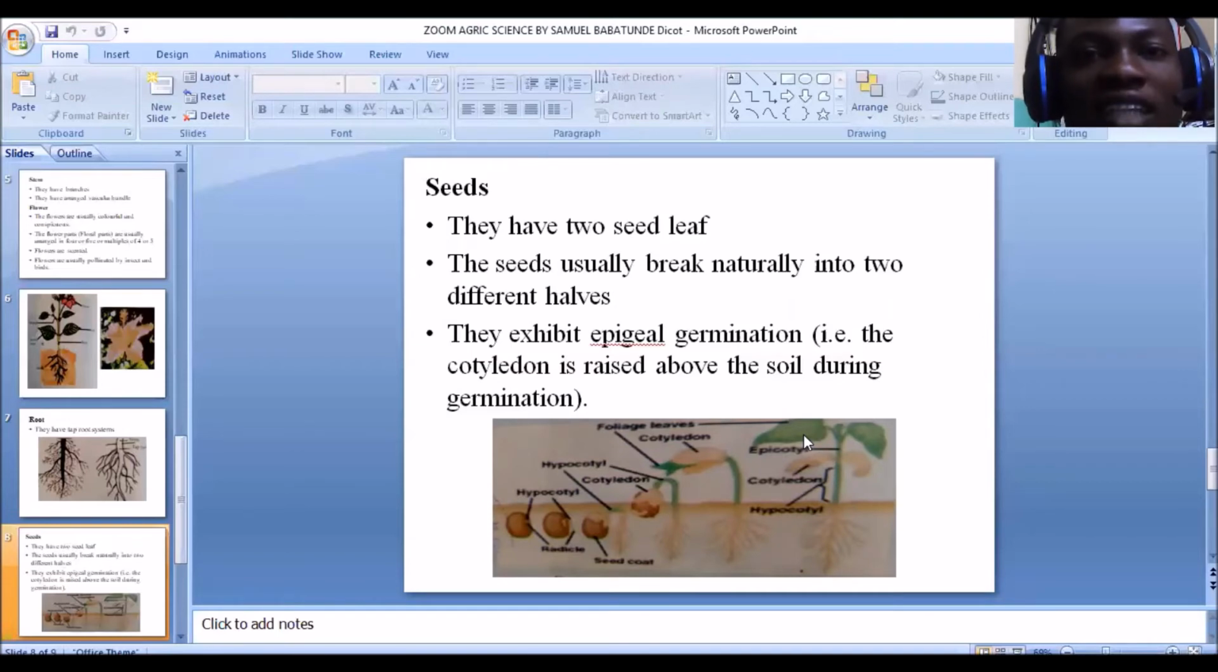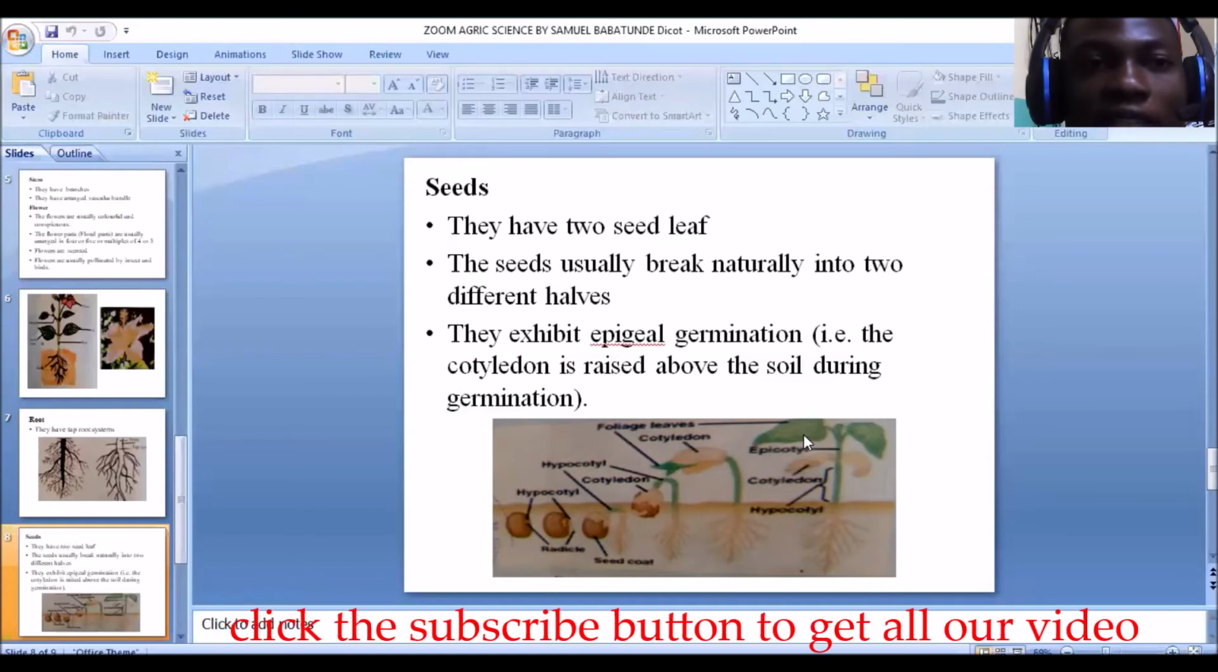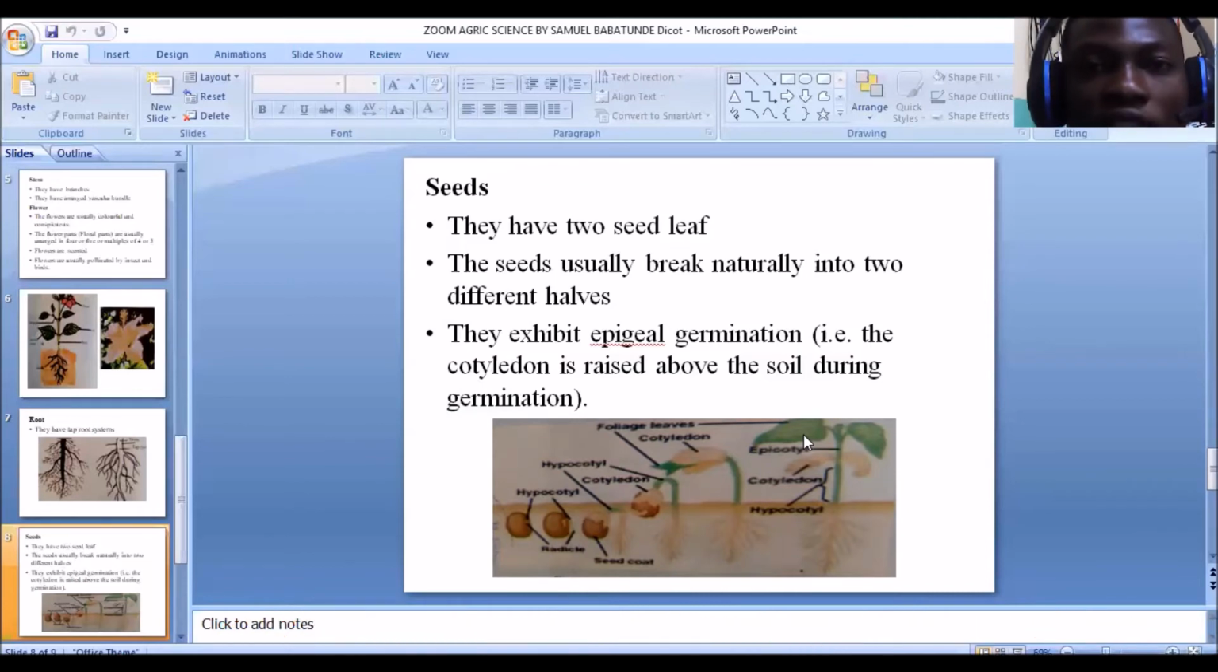Now they exhibit a type of germination we call the epigeal germination. We call this epigeal germination because the cotyledon, the seed leaf, is raised above the ground during germination. So whenever you observe this type of germination, definitely that plant is a dicotyledonous plant, because epigeal germination is a type of germination in which the cotyledon is raised above the ground during germination. And this type of germination is mainly a characteristic of a dicotyledonous plant.